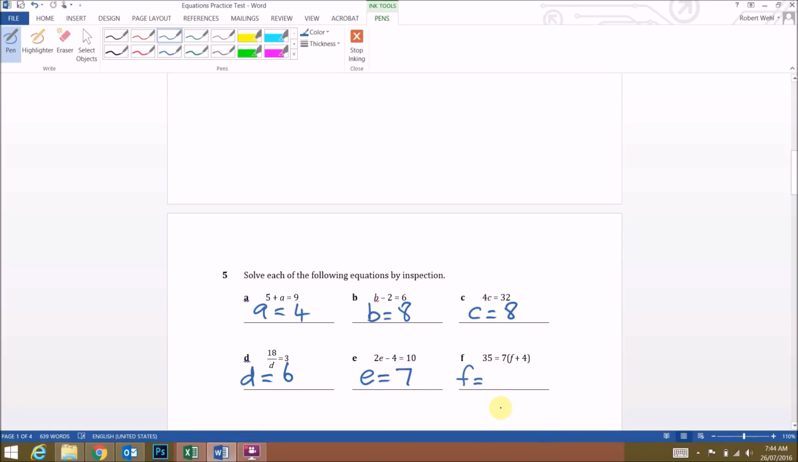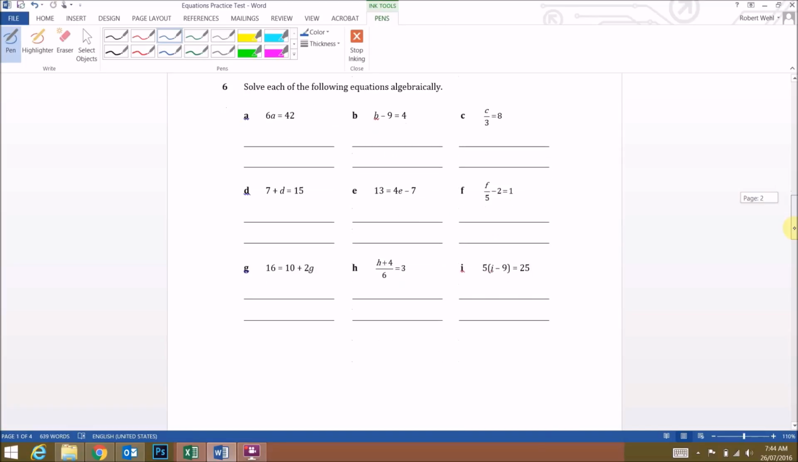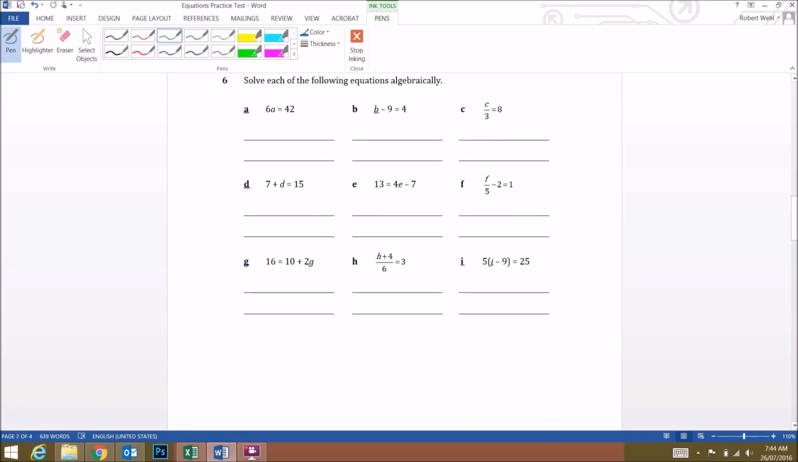And last but not least, 35 equals 7 times F plus 4, so something plus 4. So if I add 1 to 4, I get 5. And then if I multiply it by 7, I get 35. So that means that F equals 1. Okay, that's those ones. Solve each of the following equations algebraically. So this is where you need to make sure you're showing your working and you're doing it properly.